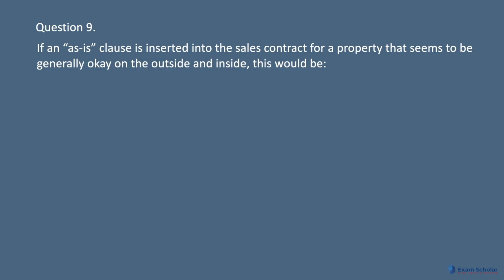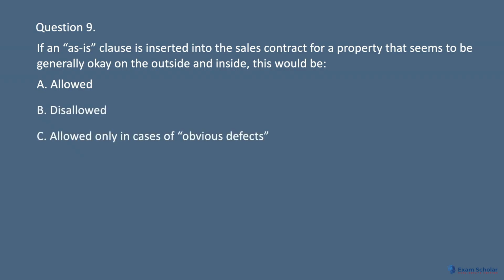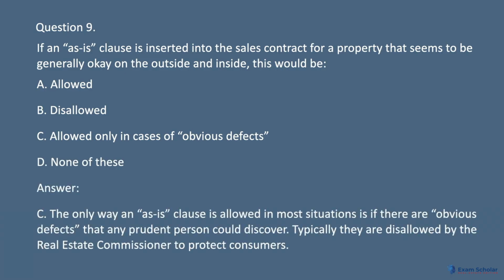Question 9. If an as-is clause is inserted into the sales contract for a property that seems to be generally okay on the outside and inside, this would be A. Allowed. B. Disallowed. C. Allowed only in cases of obvious defects. D. None of these. Answer C. The only way an as-is clause is allowed in most situations is if there are obvious defects that any prudent person could discover. Typically they are disallowed by the real estate commissioner to protect consumers.